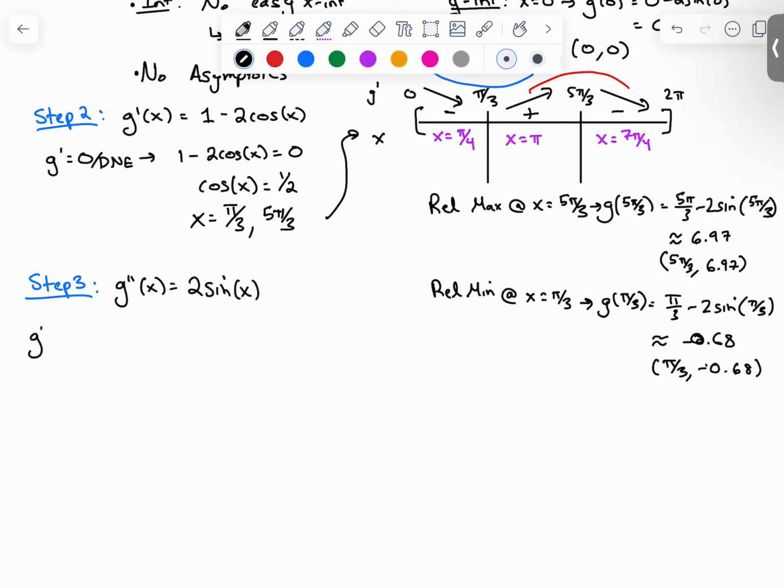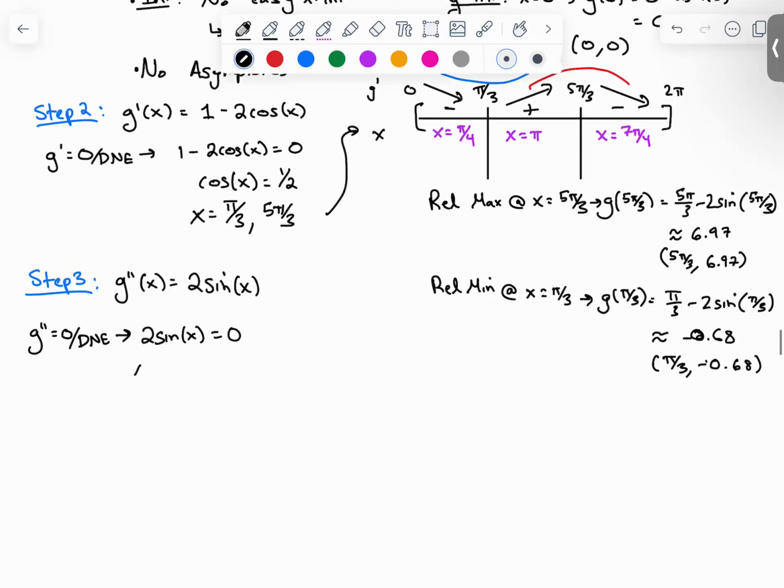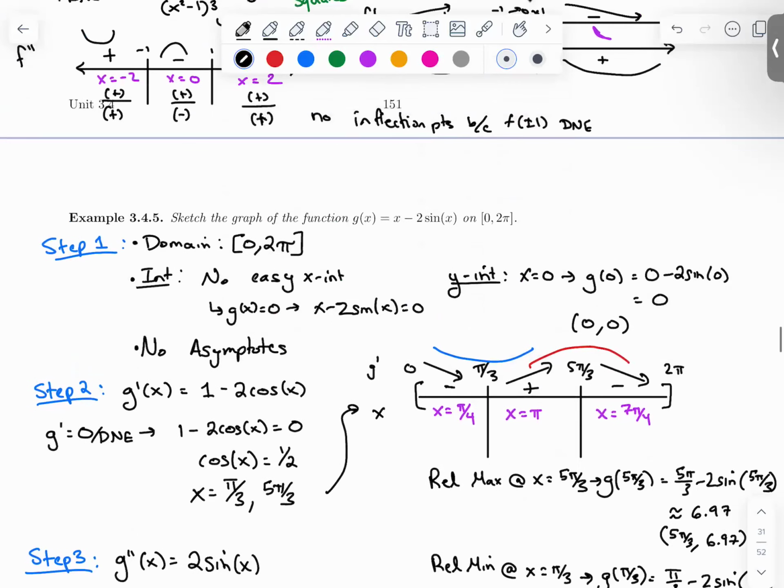And finding where the second derivative equals 0 or does not exist. Granted, it exists everywhere, so that DNE is not useful. But regardless, you're setting 2 sine of x equal to 0, and we're asking ourselves, where does sine equal 0? Well, that would be 0, pi, and 2 pi. But the 0 and the 2 pi are at the very, very ends of where we're working. We're working on the interval 0 to 2 pi, so we don't even really need to write them on our sign chart.